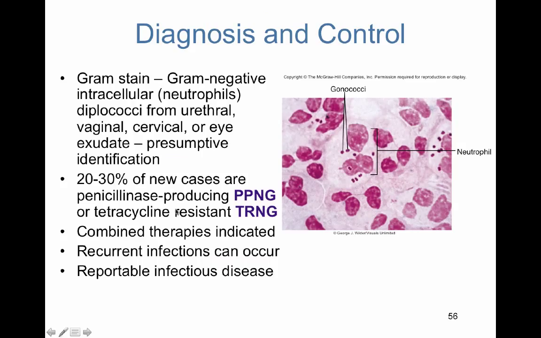Now, as I mentioned before, there are a lot of new antibiotic-resistant strains that we're seeing. So 20 to 30% of new cases are either penicillinase producing or tetracycline resistant. Combined therapies could be indicated. Also, recurrent infections can occur. And as far as diagnosing it, Gram stain and look for the presence of this bacteria in urethral, vaginal, cervical, or eye exudates.